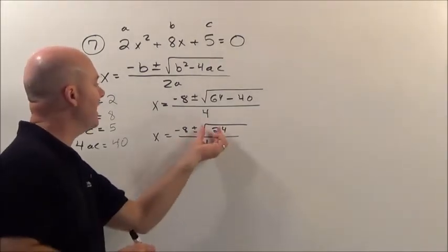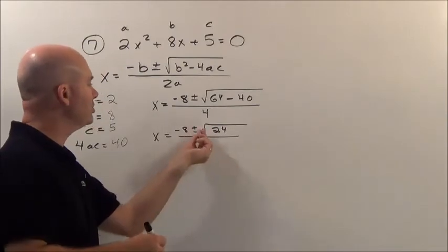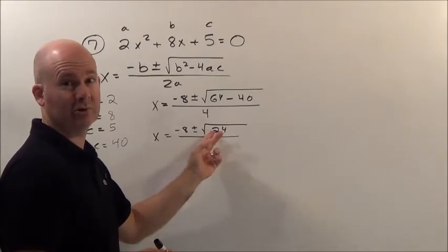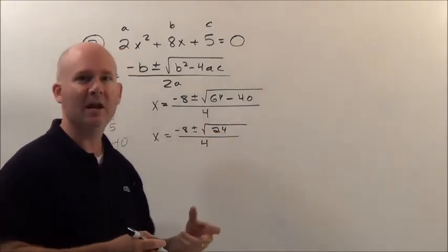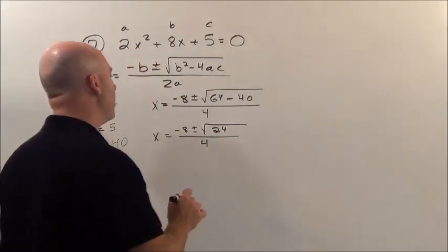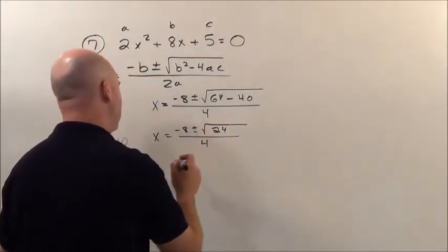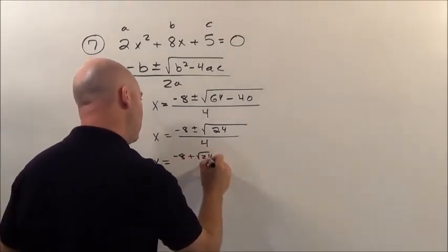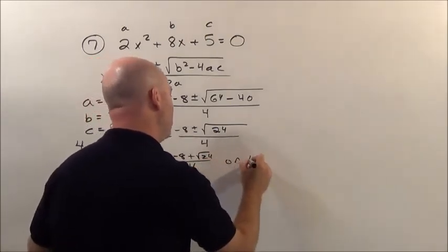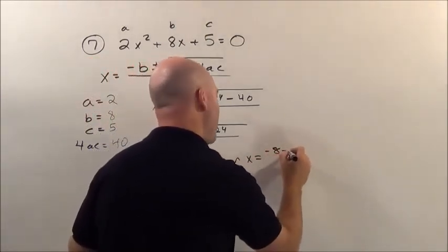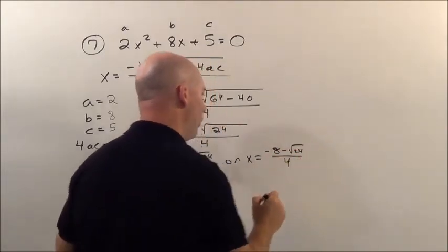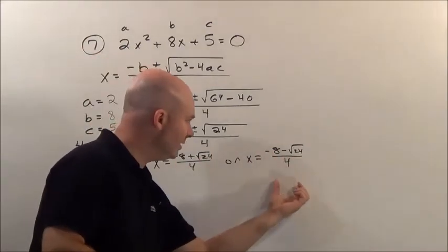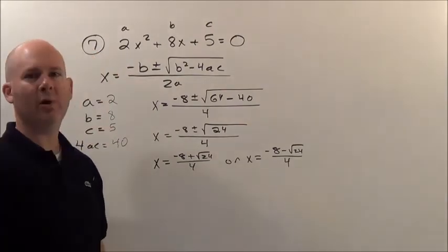Now there's two options. We could use a calculator and get what that is. Since I don't have a calculator on me, we do know that it's very close to 5, because the square root of 25 is 5, so it's like 4.92 maybe. But we're not going to worry about that. I'm just going to go ahead and simplify. So you and I are going to get x is equal to negative 8 plus the square root of 24 over 4, or x is equal to negative 8 minus the square root of 24 over 4. Those are our two solutions. We come in here, use a calculator, and we can get the decimal answer here. Come in here, use a calculator, get the decimal answer here, and there we will have it.